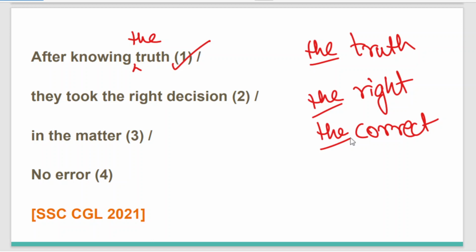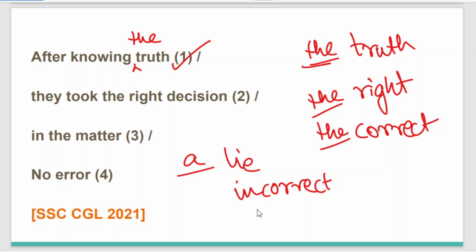But whenever we are saying lie, incorrect, we don't have to use the. Why? Because there are a lot of lies present around ourselves, right? So we are not specifying it, so we can use indefinite article. Like for example, we often say please don't tell a lie. So lie is something which is general, so we can use indefinite article a before lie. But when we are using truth, we have to use the, and when we are using incorrect, we have to use an. Why? Because I is a vowel. So please don't take an incorrect path. That means please be on the correct path.